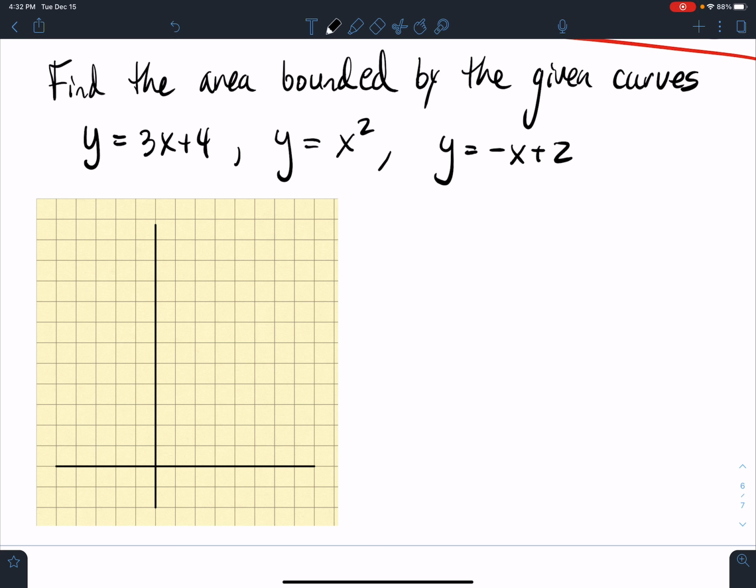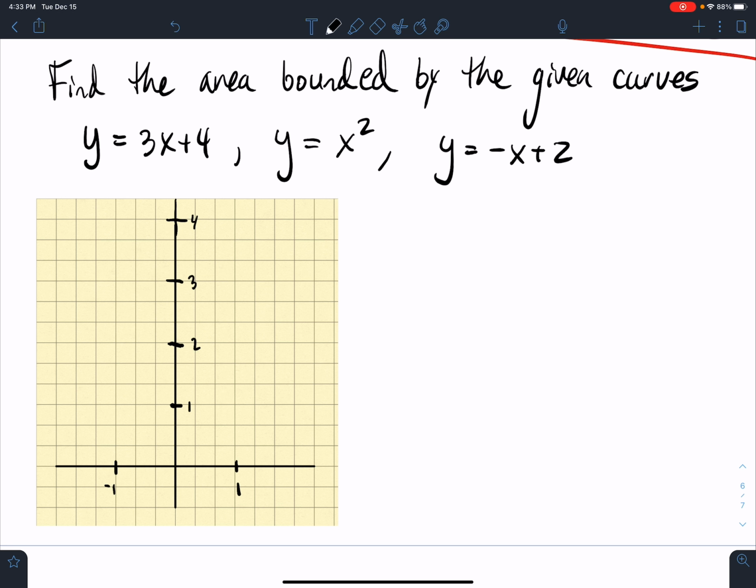Okay, so let me move this over a little bit. Now, I'm going to do a scale here of this is going to be -1 this way, and this is going to be +1 that way. And then I'm going to count up 1, 2, 3, 4, like that.